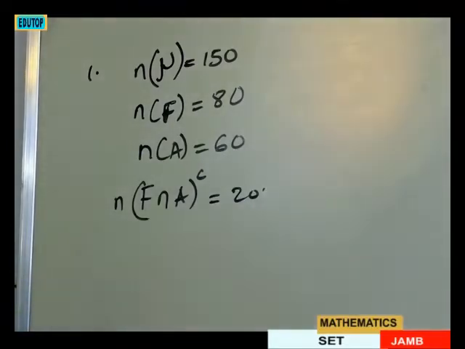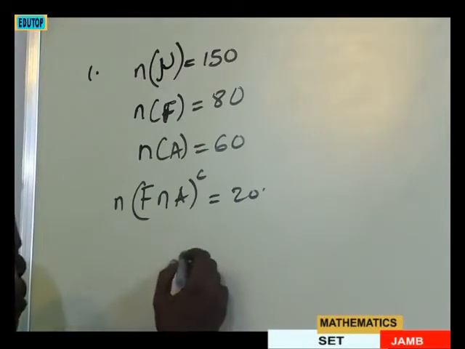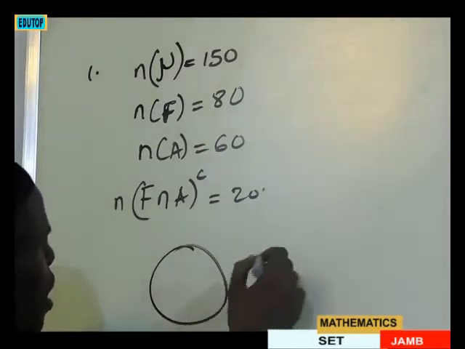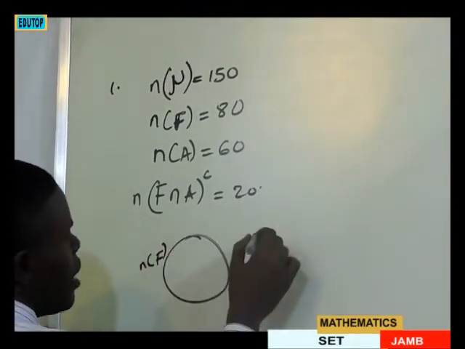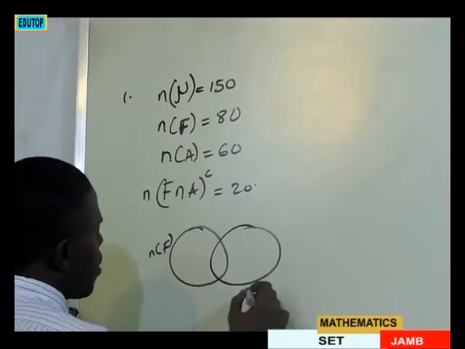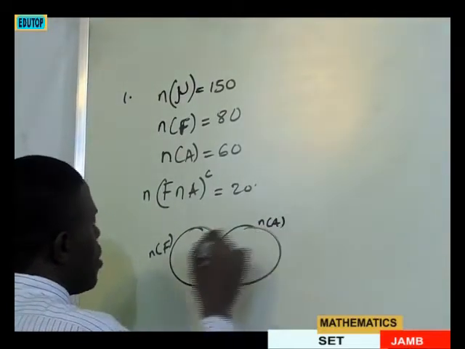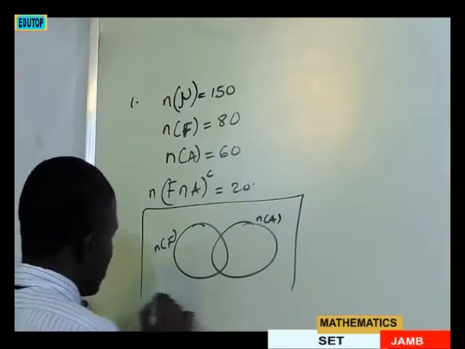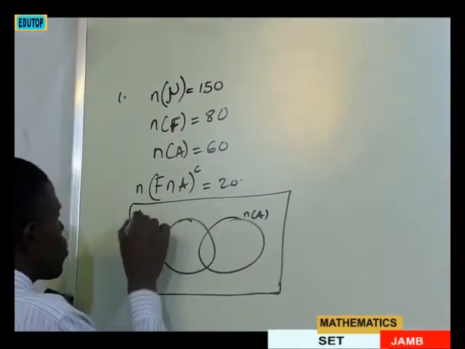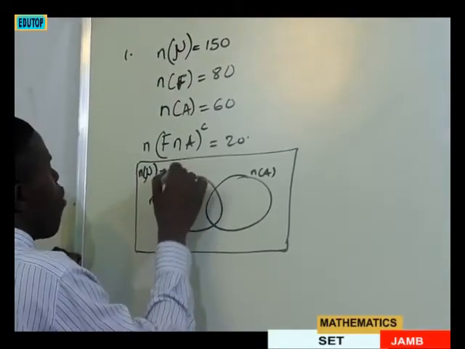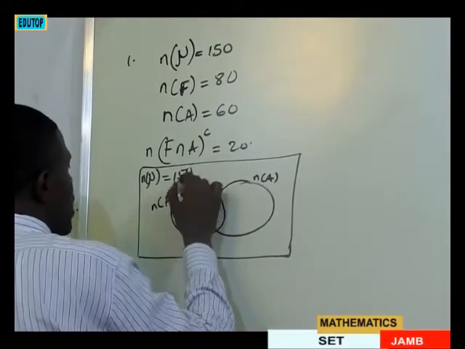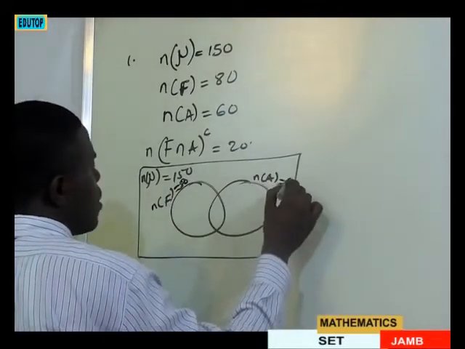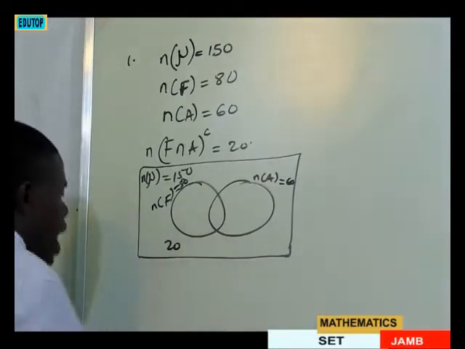So if we are to represent this on a Venn diagram, you have, let this one be our French, the number of French. Then let this be our number of Arabic. Then we'll have our universal set equal to 150. So automatically the number of French is 80, while the number of Arabic is 60, and 20 is outside the Venn diagram.